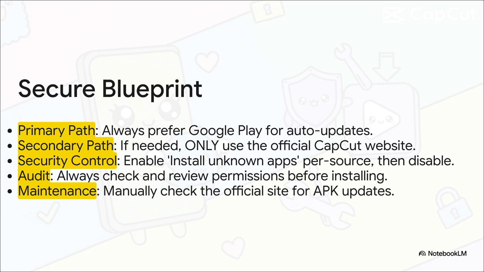Rule 3. When you enable Install Unknown Apps, think of it as a temporary switch. Flip it on for the install, and then flip it right back off when you're done. Rule 4. Always, and I mean always, glance at those permissions before you hit that final install button. And rule number 5, just remember that when you sideload, you won't get automatic updates, so you'll have to manually check the official site for new versions to keep your app secure.